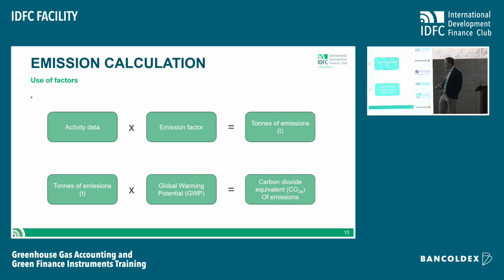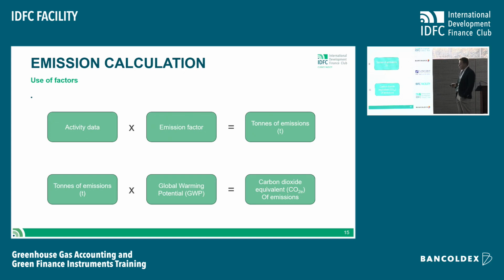How do we do the reporting? Yesterday someone was asking how the tool works. So these are the very complicated equations that are under all the emission calculation tools. We have the activity data times the emission factor. We get tons of emissions, and remember, these might be different emissions, so CO2, methane, and so on.